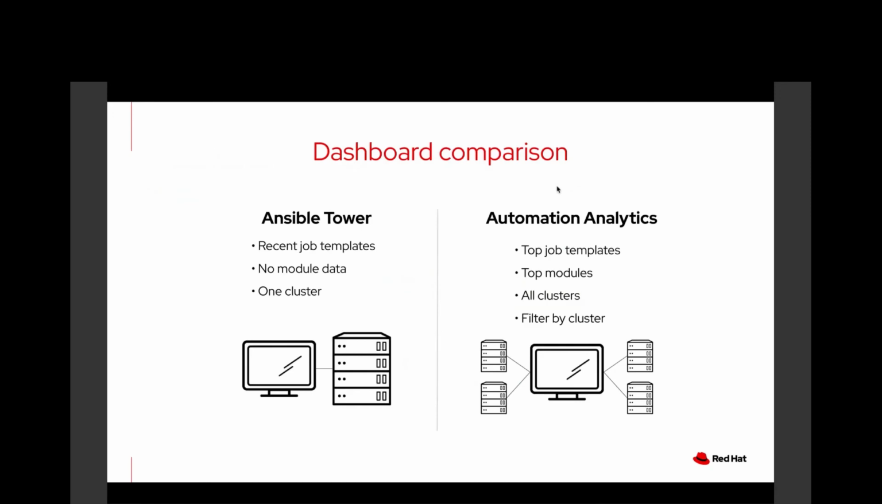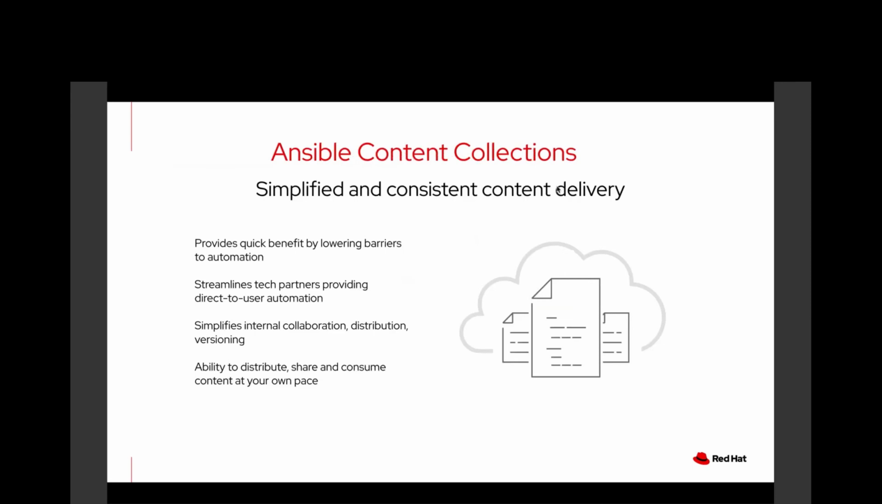Why can't I just use the Tower UI versus an automation analytics UI? Tower has no concept of top. It has no module data. It's only looking at an individual cluster, which is like a physical location, like US East 1 in AWS. Analytics is looking holistically across it. It has a concept of top. It can filter by clusters and compare things and drill down and do breakdowns between different groups. Hopefully that's helpful.